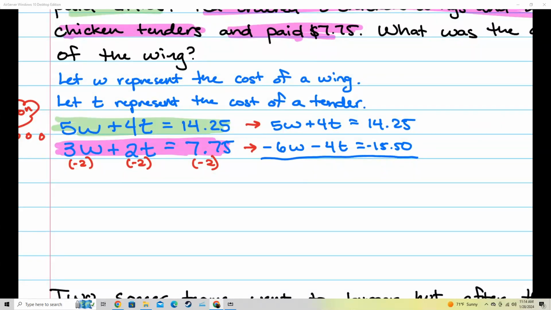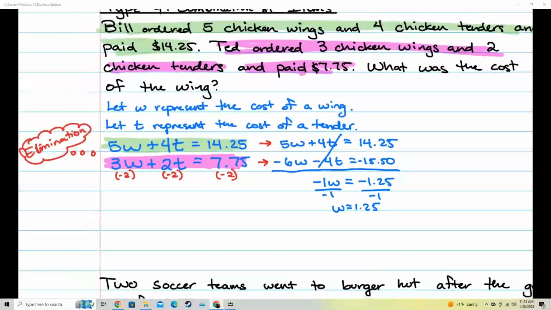All right, let's go ahead and add up these variables. Let's see, it looks like these t's are going to cancel, which is exactly what I want. I'm going to go ahead and add 5w with -6w. I get -1w is equal to, and then if I add these, it should be -1.25. If I divide both sides by -1, I get w is equal to 1.25. Now, normally I would say you can't buy 1.25 wings, but remember, W does not represent how many wings. W represents the cost of a wing. So that means the cost of each wing that he purchased is $1.25. And that's exactly what I was looking for.